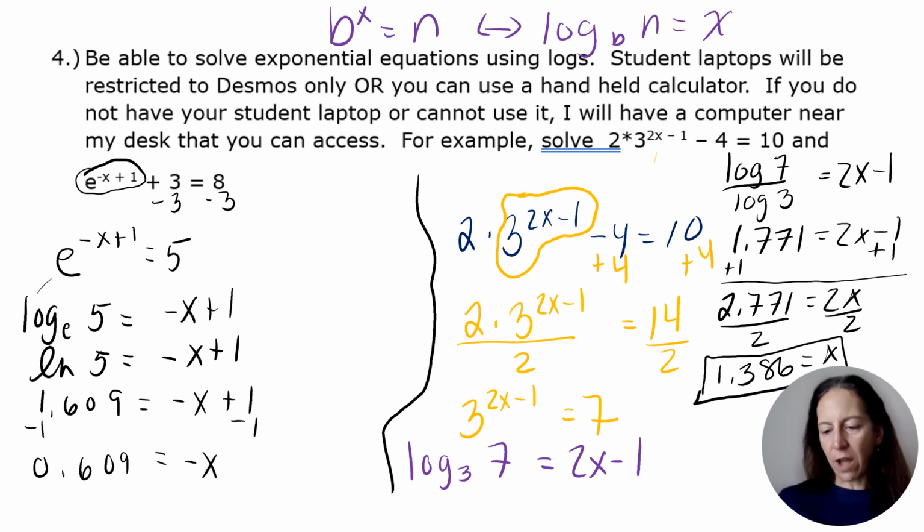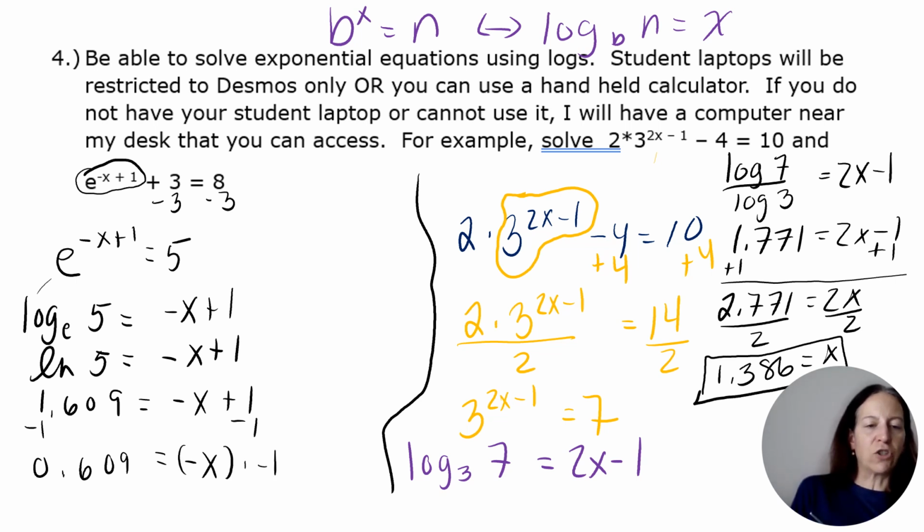Now, this is a little bit weird. That is not exactly what we wanted. We've got negative x and we want positive x. So you could think of this as one of two ways. You could multiply both sides by negative 1, or you could divide both sides by negative 1. I don't care. And you don't even need to show it. Like that you do not need to show. And so we end up with negative 0.609 is equal to x.